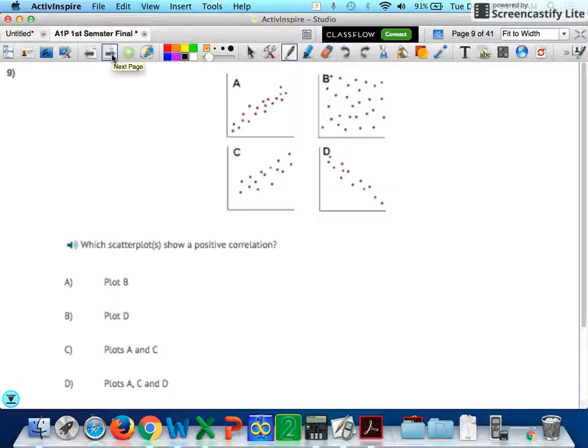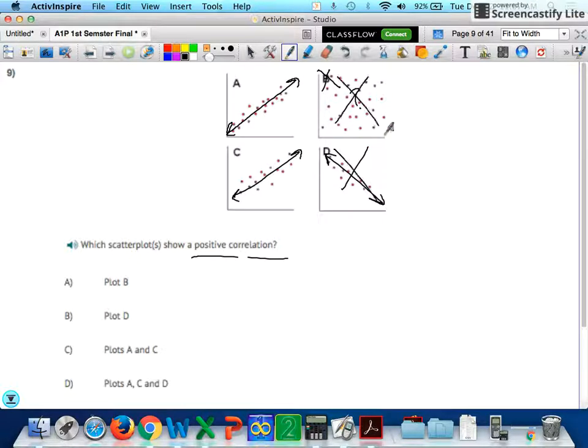Number 9, this one's pretty simple. Which scatter plots have a positive correlation, okay? That means the data trends upwards. As X increases, Y increases. Well, I see that this one has a positive correlation. A also has a positive correlation. B, we can't tell. We have no idea, so we're not looking for B. D actually has a negative correlation. Correlation just means that slope, okay? So D didn't work, B didn't work. What we're looking for is A and C, plots A and C. Be careful to check all the things given to you.